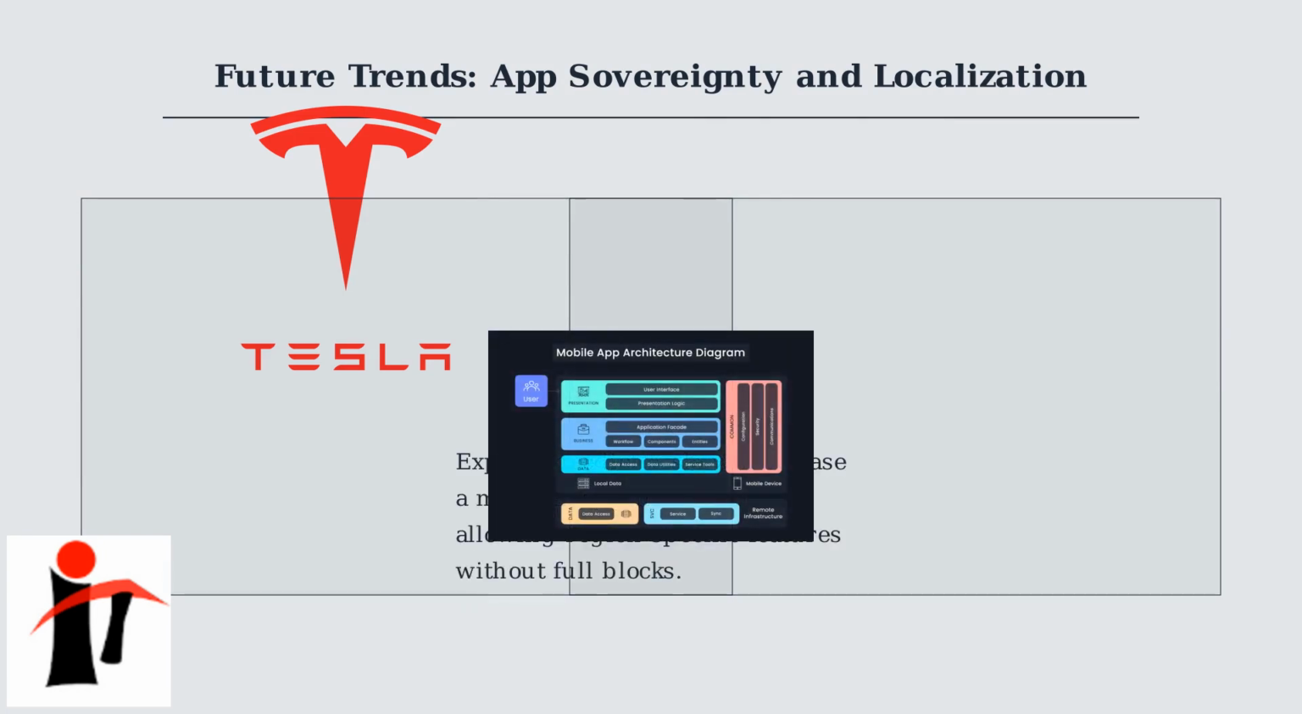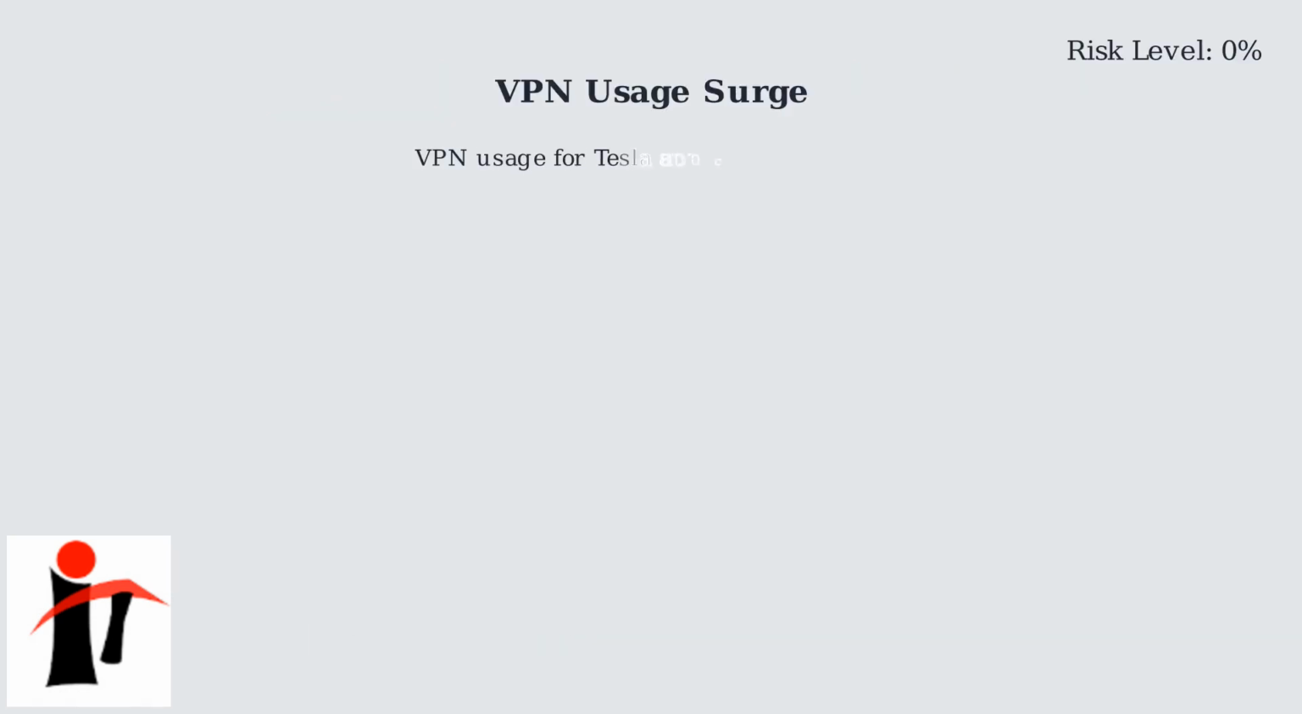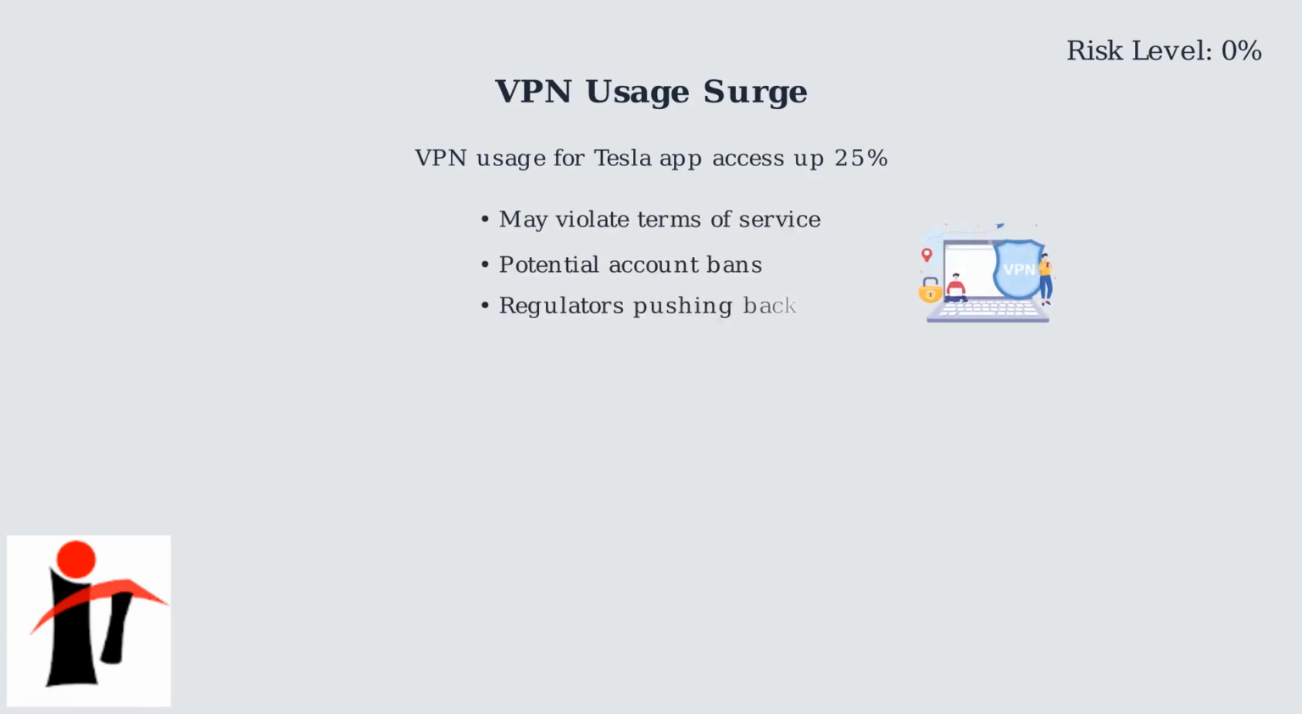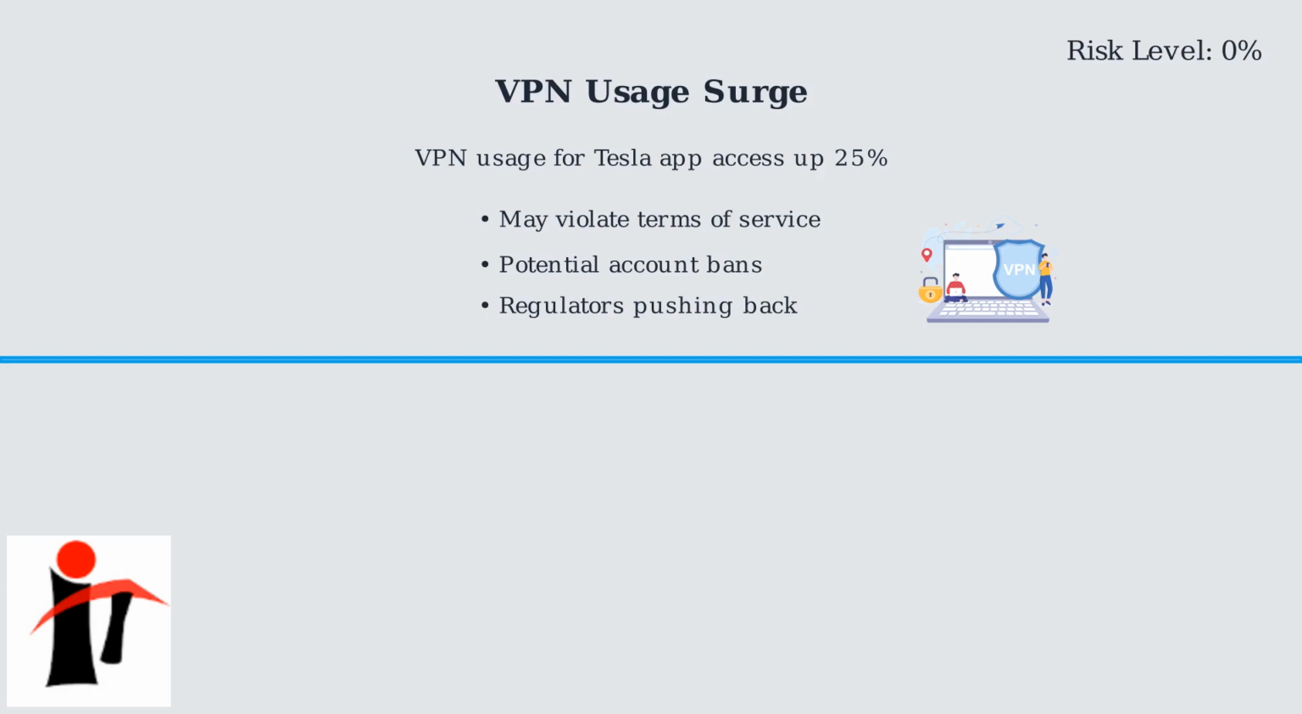Experts predict Tesla will release a modular app framework, allowing region-specific features without full blocks. This approach would enable different app versions for various markets, potentially reducing 451 errors significantly. This modular framework could reduce 451 errors by up to 50%, according to analyst forecasts. As electric vehicle markets grow globally, overcoming these regional hurdles will become crucial for Tesla's expansion. While VPN usage has surged 25% for accessing the Tesla app, regulators are increasingly pushing back against this practice.